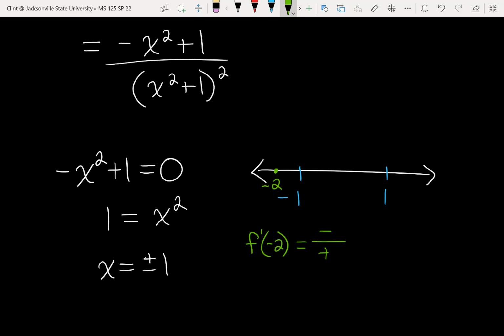Positive. Don't overthink it. Look, we're double squaring things. No matter what we put in here, we're going to get something positive. Plus 1, still positive. Squared is still positive. So the bottom's positive. Negative over a positive, that's negative.